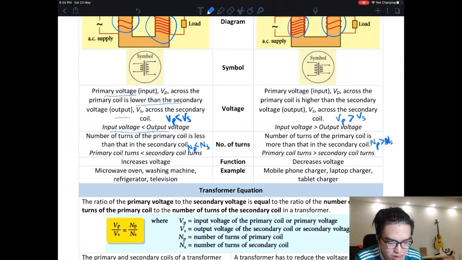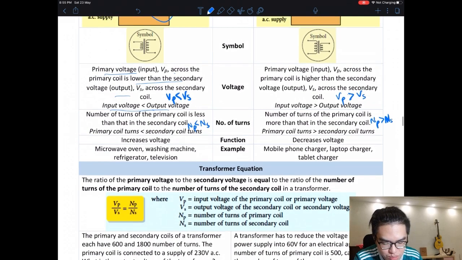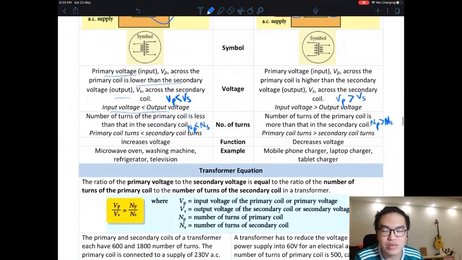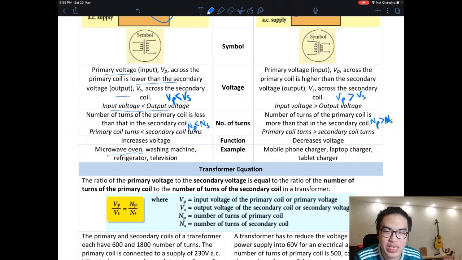Very simple. So where do we use step up? Microwave oven. We use this because a microwave uses a lot of heat energy to heat food. Washing machine, I'm not too sure. Refrigerator, television. But mostly we use step down at our homes, like phone charger, laptop charger, tablet charger.